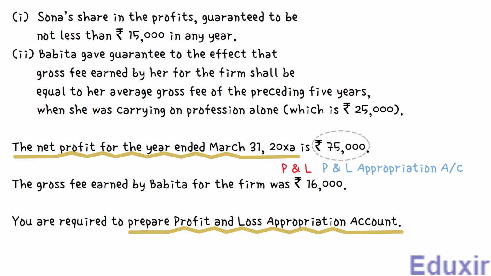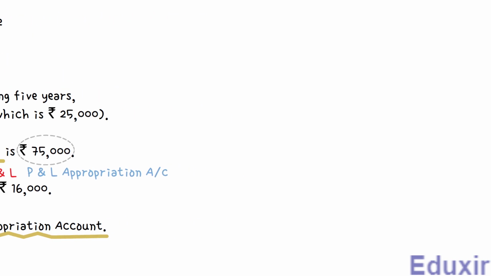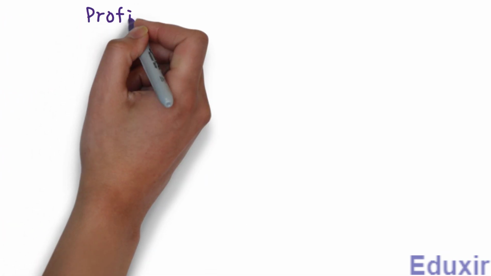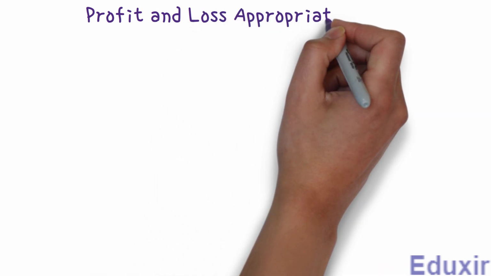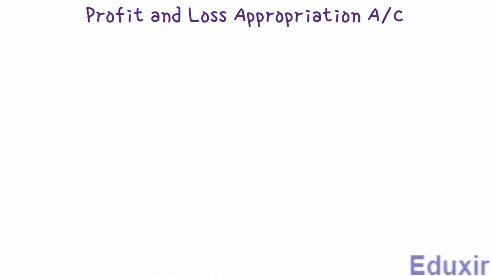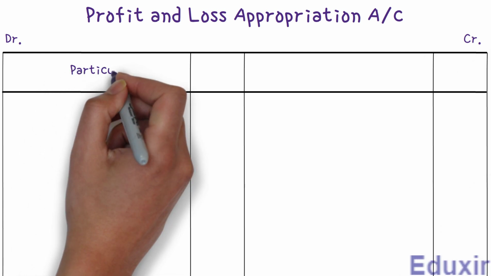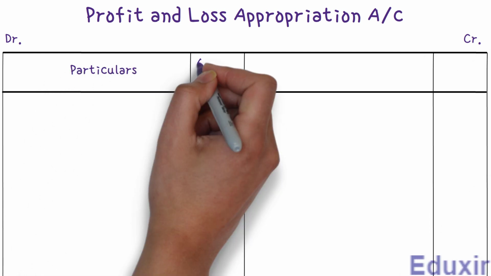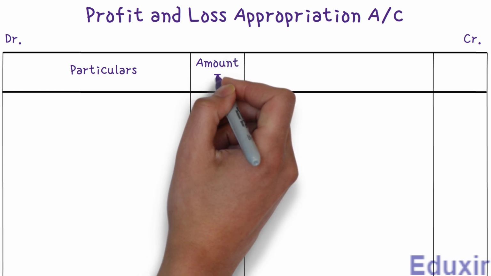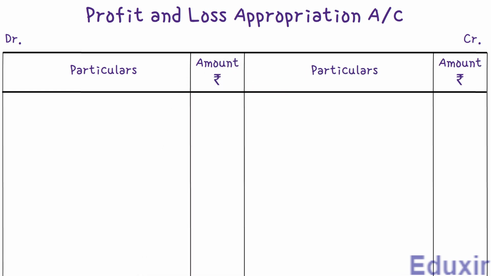But first, let's prepare the format of the Profit and Loss Appropriation Account as it is not yet prepared. Let's first write the title as Profit and Loss Appropriation Account. Let's then write the headers DR and CR to designate the debit and credit sides respectively. Let's now have the individual columns for particulars and amount in rupees on the debit side. Let us have the same columns on the credit side also.